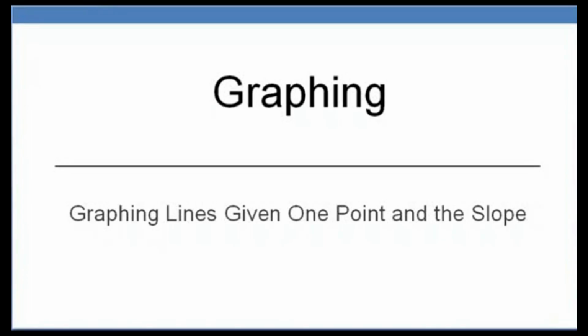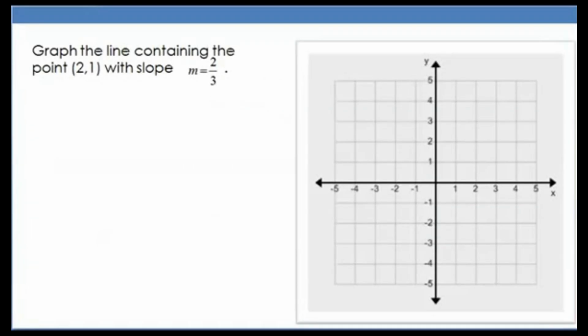Graphing lines given one point and the slope. If we know one point and the slope, we can draw the graph of a line. Remember, to tell where a line goes, we just need 2 points. So if we're given 1 point, we can plot it, and then we can count with the slope to a second point and connect the dots to make our line.